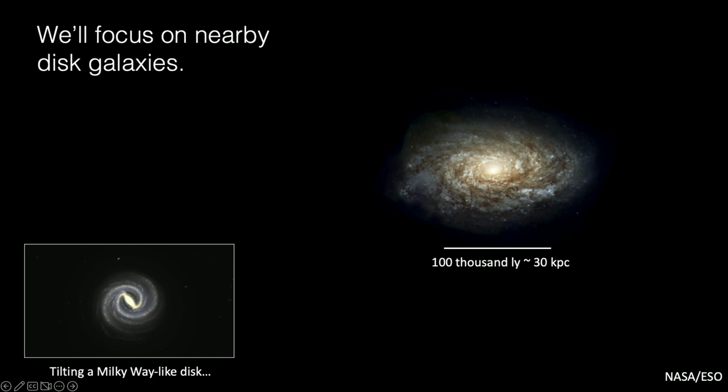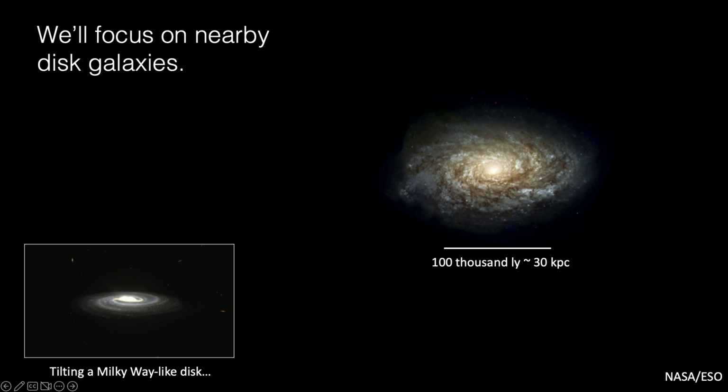And I am going to unabashedly focus on spiral galaxies. So all you elliptical galaxy lovers, you can wait for another colloquium speaker. I'm going to focus on disk galaxies. And there are good reasons for doing that. It's a little bit easier to eke out orbital velocities in disk galaxies than in elliptical galaxies, for reasons I won't go into. We're going to focus on galaxies that look like this.